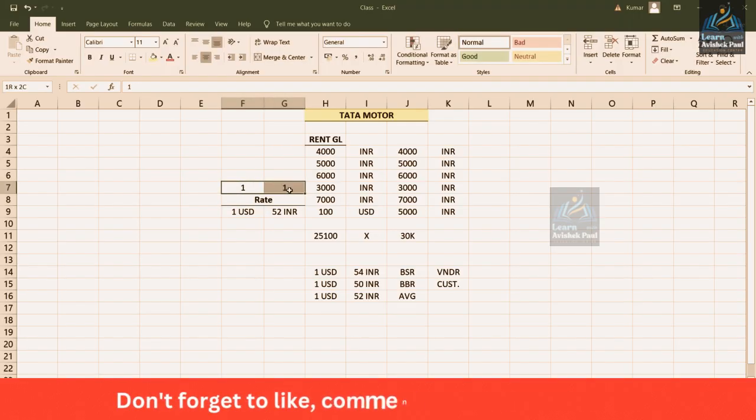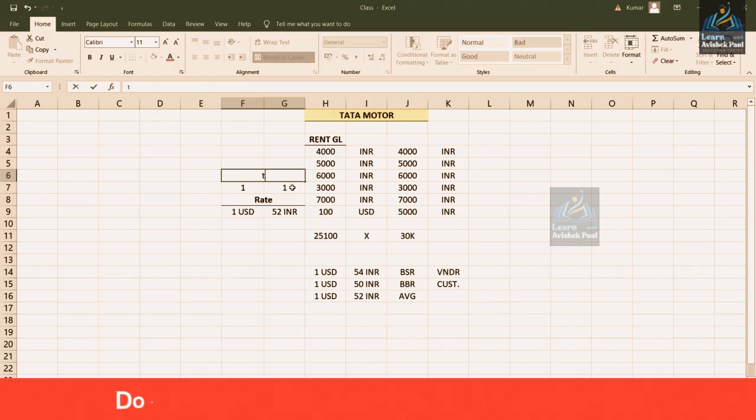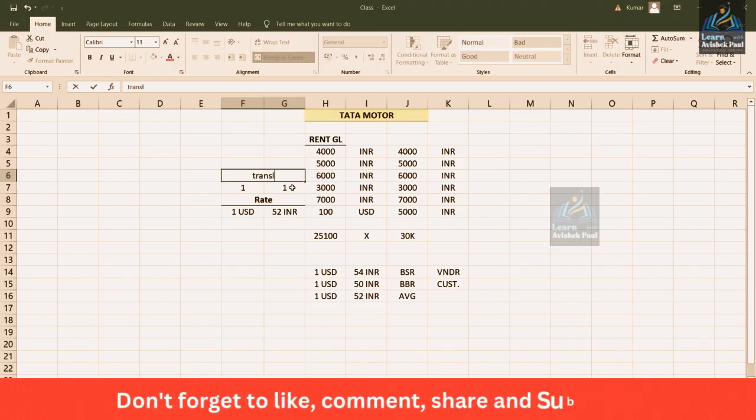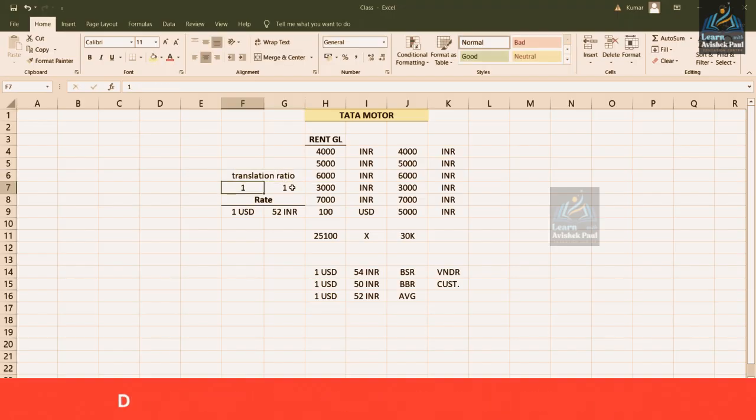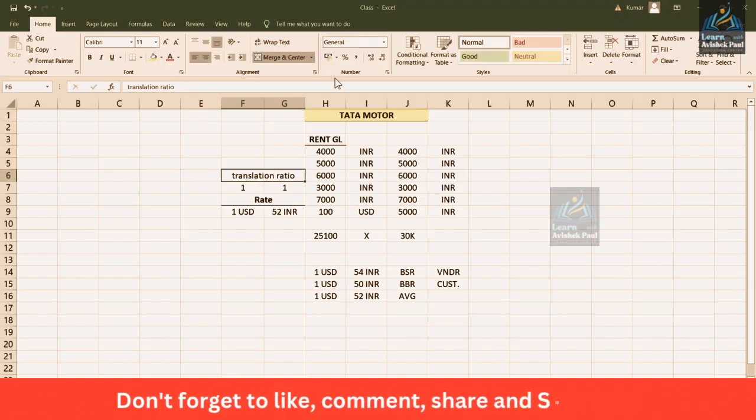So translation ratio means what, guys? It is showing the relation between two currencies. Translation ratio is showing the relation between two currencies. It means how the calculations will happen, I'll tell you. Try to understand this translation ratio, guys. I'm quoting a pretty simple example. This is the translation ratio.